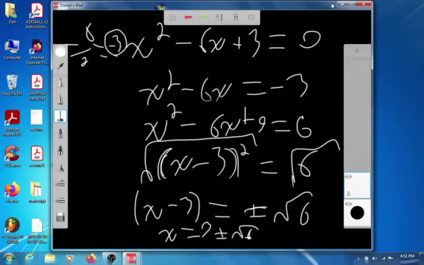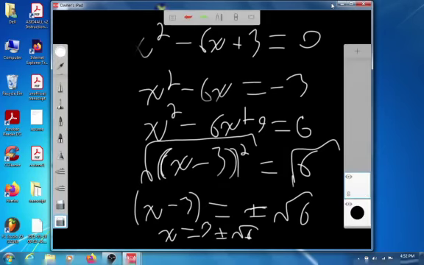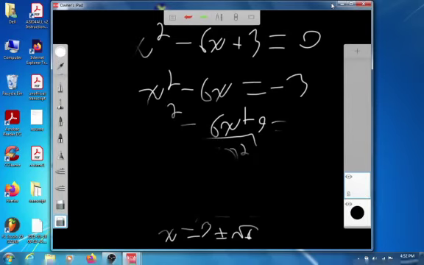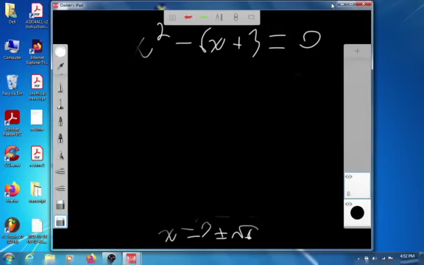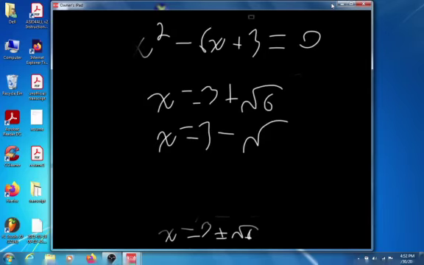Let me make more room here. The answer is x is equal to 3 plus the square root of 6, or x is equal to 3 minus the square root of 6. Either one is the right answer. Both are technically correct. So that's the answer. That's what x is equal to whenever y is equal to 0 for this quadratic equation.